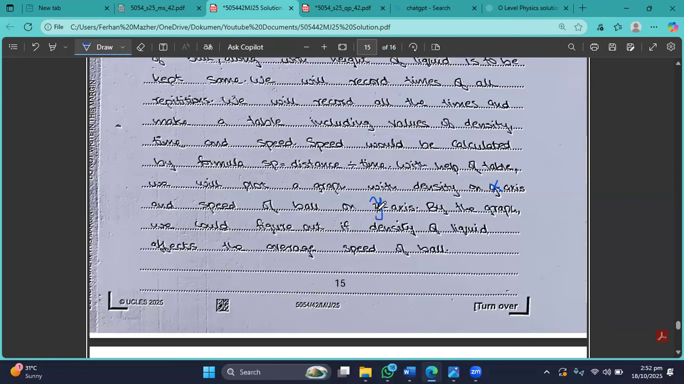By the graph, we could figure out if the density of the liquid affects the average speed of the ball. By looking at the shape of the graph, you can see what is the relationship between the speed of the ball and the density.